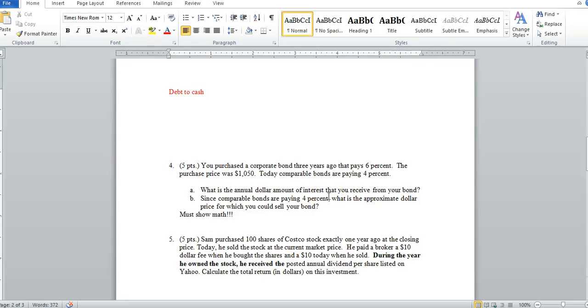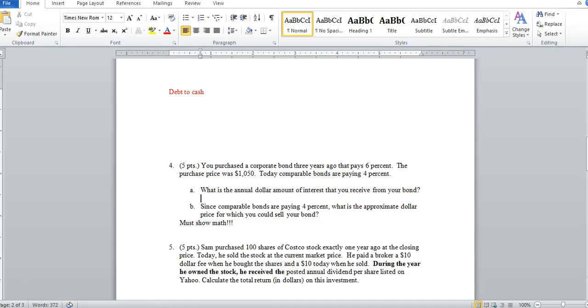All right, here's another bond question. You purchased a corporate bond 3 years ago that pays you 6%. The purchase price was $1,050, so you bought it at a premium. Today, comparable bonds are paying 4%. So interest rates have gone down from 6% to 4%. We know that when interest rates go down, bond prices go up. They have an inverse relationship. So the first question is, what is the annual dollar amount of interest you receive from your bond? And once again, that is the coupon multiplied by par value.